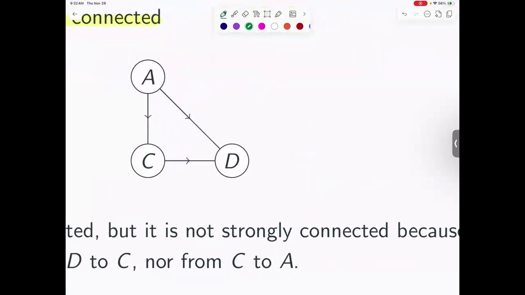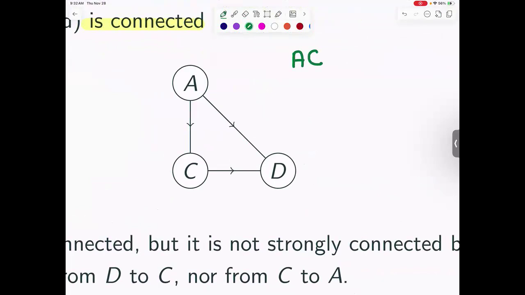We can see here that A to C is fine, but C to A is not fine because we cannot go in that direction. So this is not strongly connected. To ask ourselves if it's weakly connected, we have to pretend that these are all bidirectional. I'm trying to ignore the fact that there's an arrow on each of those for just a second, like this. I'm going to get rid of those just for a minute.